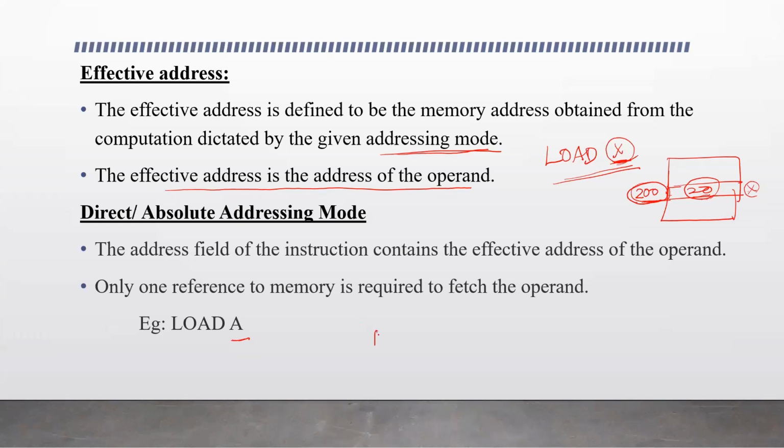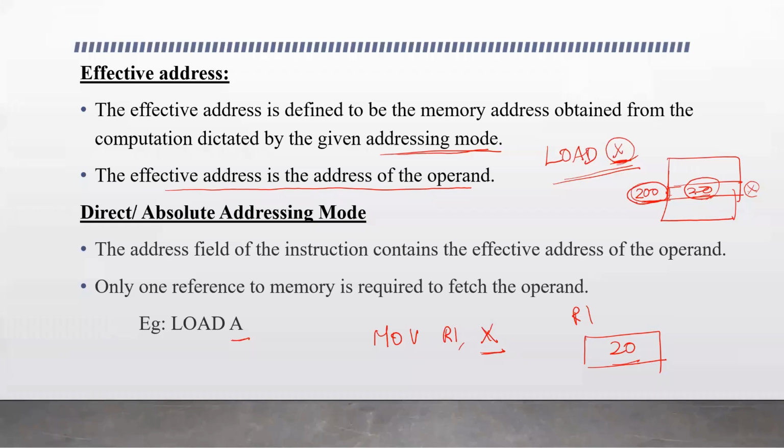If we take another example, move R1 comma X. In this case the instruction is to move the content of memory location X to register R1, correct? So if we find this location in memory, we find the operand. In this case it is 20. So the value 20 is moved into register R1. Here it is direct. The address of the memory location X is given, and in that location we have the operand.